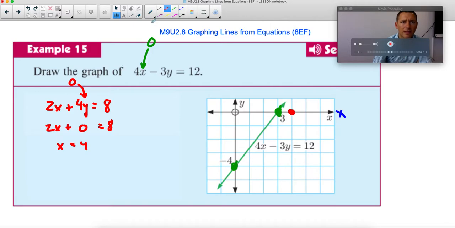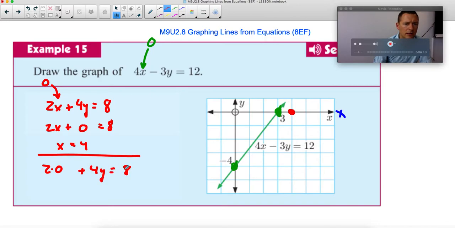And then you'd play the same game with this. You'd say wherever it hits here on the y-axis, I know the x is 0. So put 0 in for the x. You'd get 2 times 0 plus 4y equals 8. And this is 0, so you divide both sides by 4, and you'd get y is 2. So 1, 2, so up there, right? And then you draw your line. Cool.